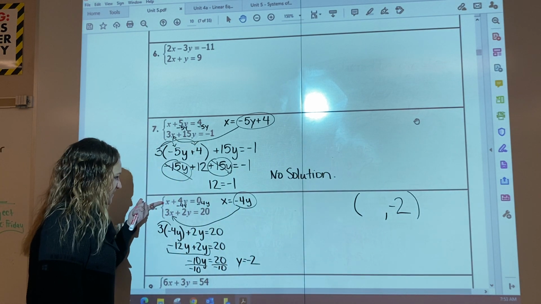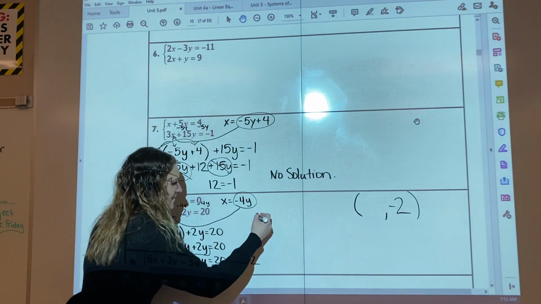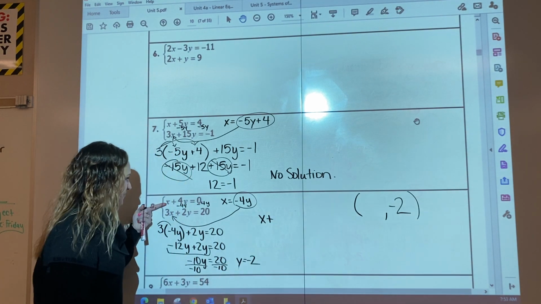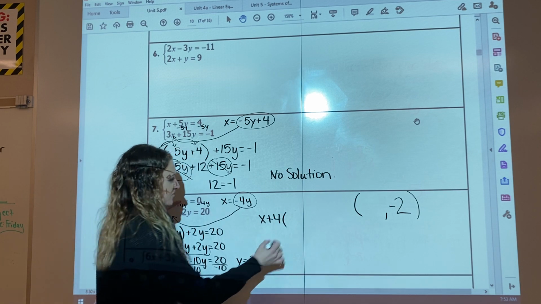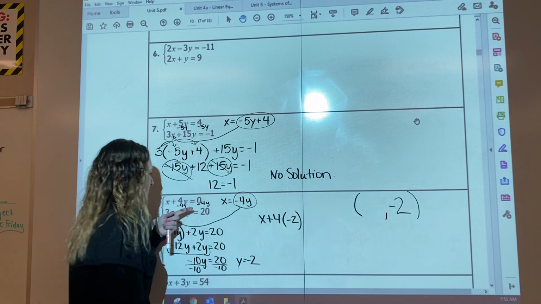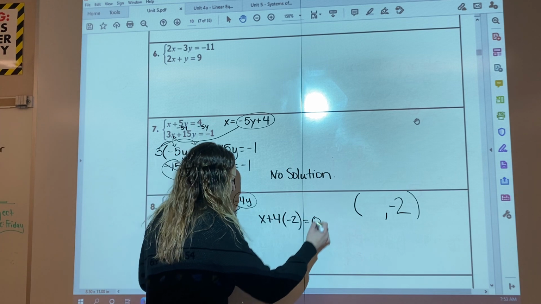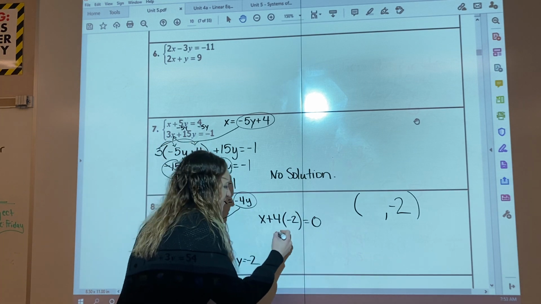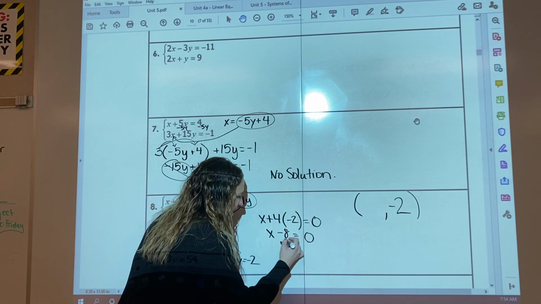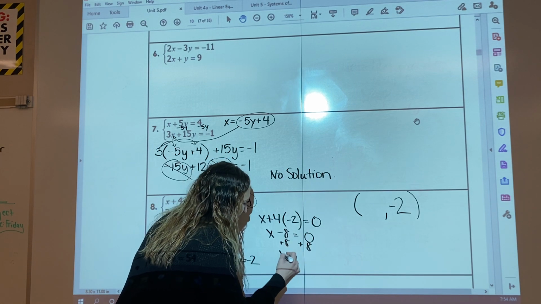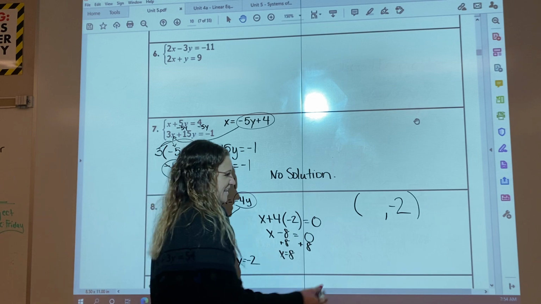I'm going to go back to this top one and have x plus 4 times, well, I know my y is worth negative 2, that's the value, and that's going to equal 0. Well, 4 times negative 2 is negative 8, so x minus 8 equals 0. If I add 8 to both sides, x equals 8.